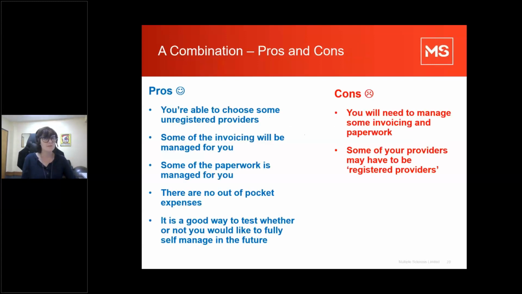So some pros and cons of that: you're able to choose some unregistered providers that way. Like I said, you can have gyms, you could have pretty much anyone from any provider. You could use a cleaner off Gumtree. Some of the invoices will be processed for you. So if you have big ticket items, that's why I would suggest capacity building potentially being a plan management section, because some of those invoices can be $600. I know that physios can actually go up to about $200. That's a lot of out-of-pocket expense.